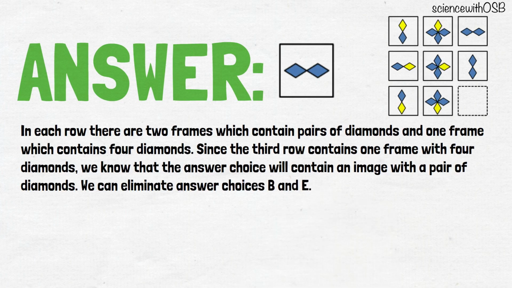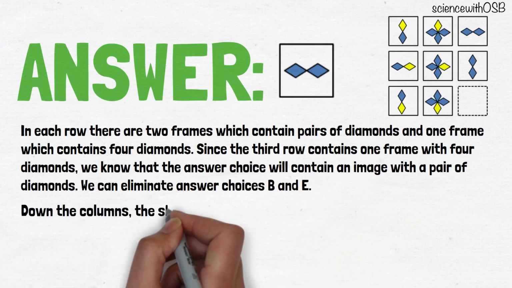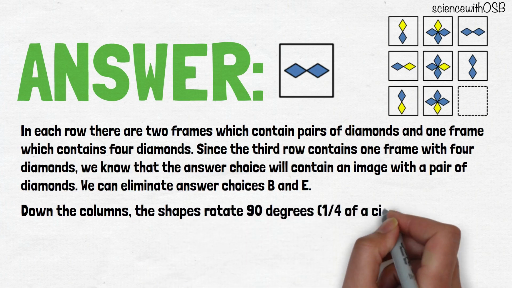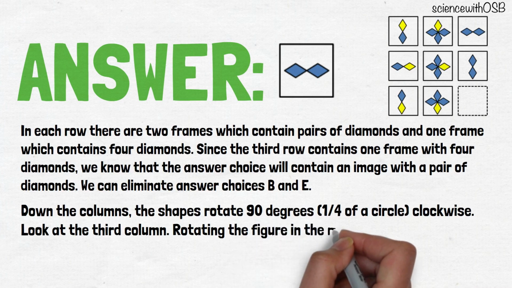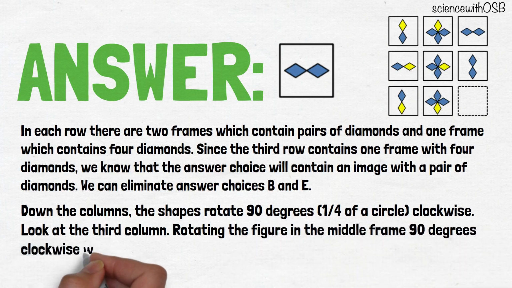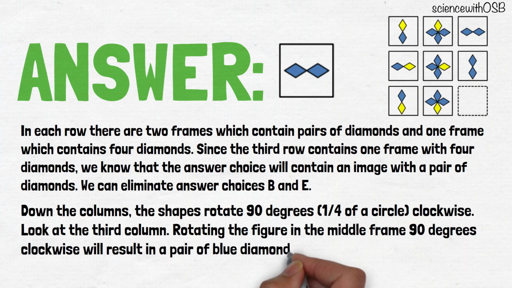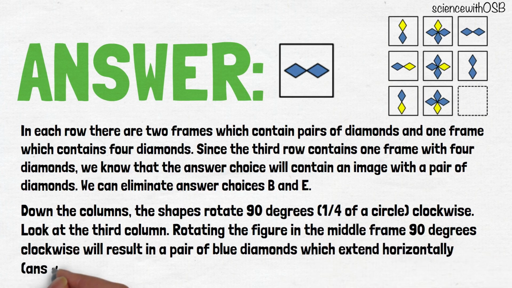We can eliminate answer choices B and E. Down the columns, the shapes rotate 90 degrees, that is 1/4 of a circle, clockwise. Look at the third column. Rotating the figure in the middle frame 90 degrees clockwise will result in a pair of blue diamonds which extend horizontally, which points to answer choice 3.